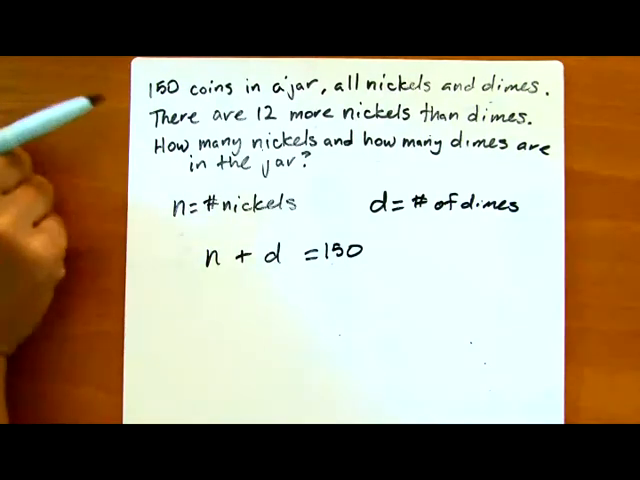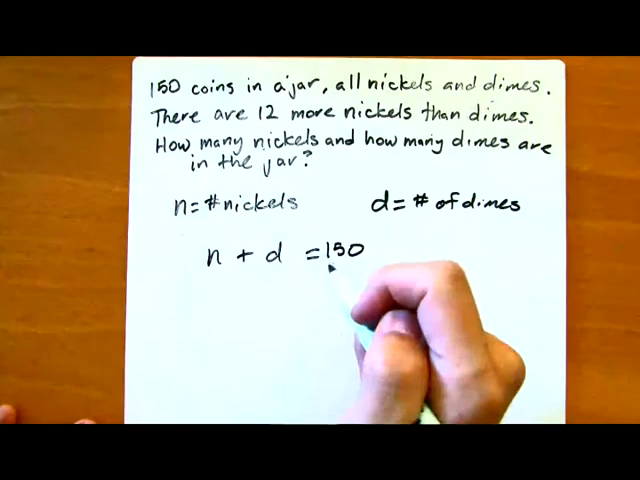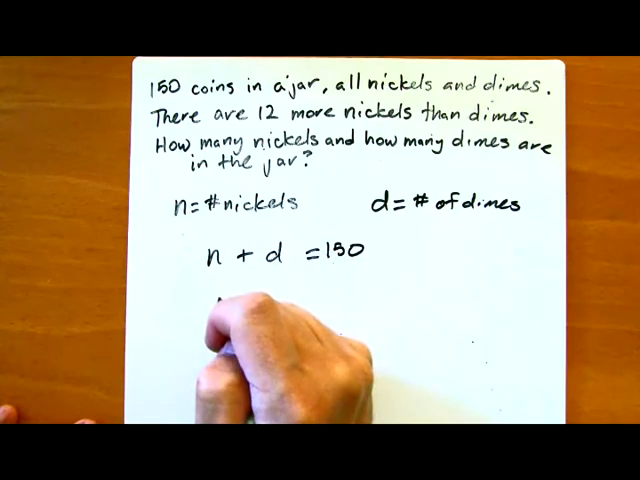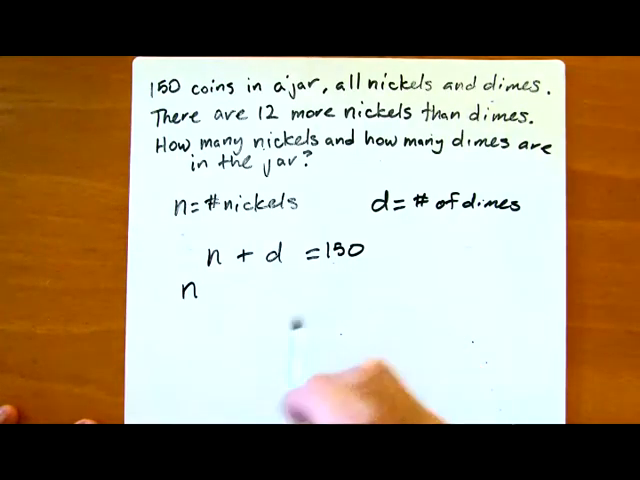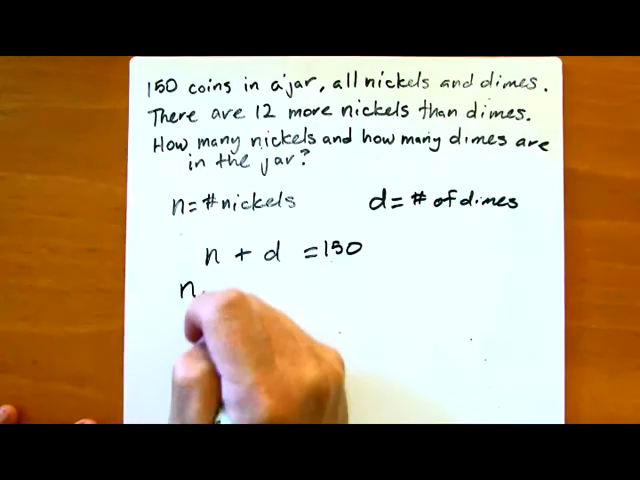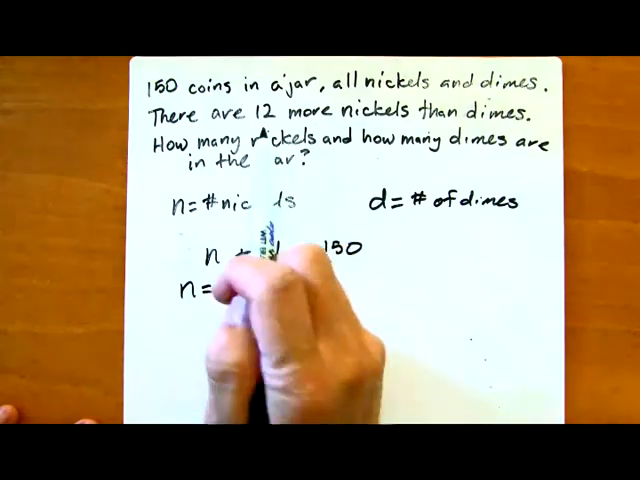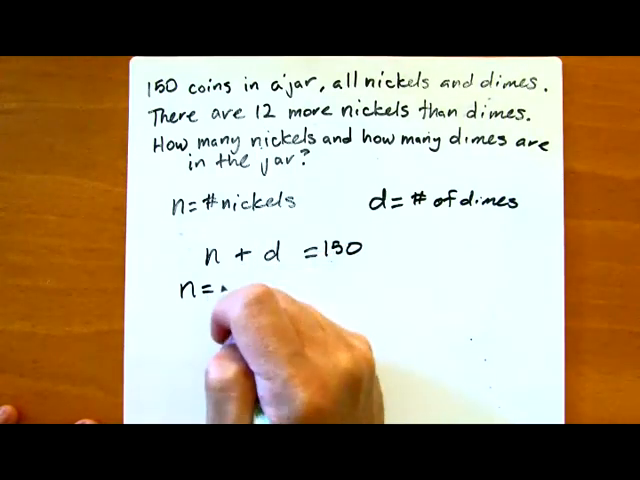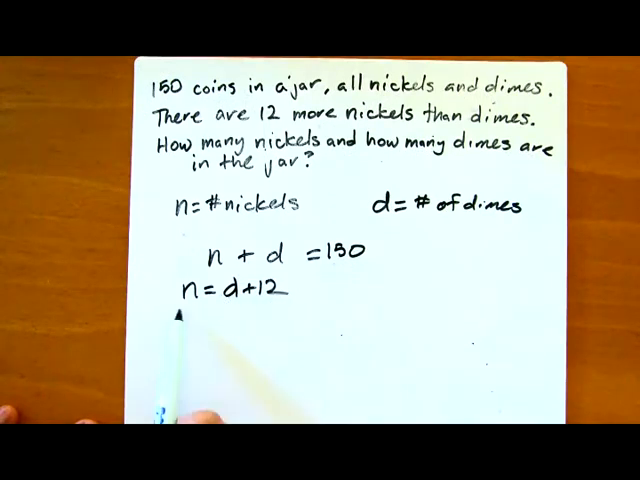Keep in mind the equation that you write, it should make sense that there are more nickels. Well, okay, let's see. There are more nickels, so that's the bigger number. So the smaller number, if I add 12 more to it, the small number plus 12 will give us the bigger number. That's one way to look at it.